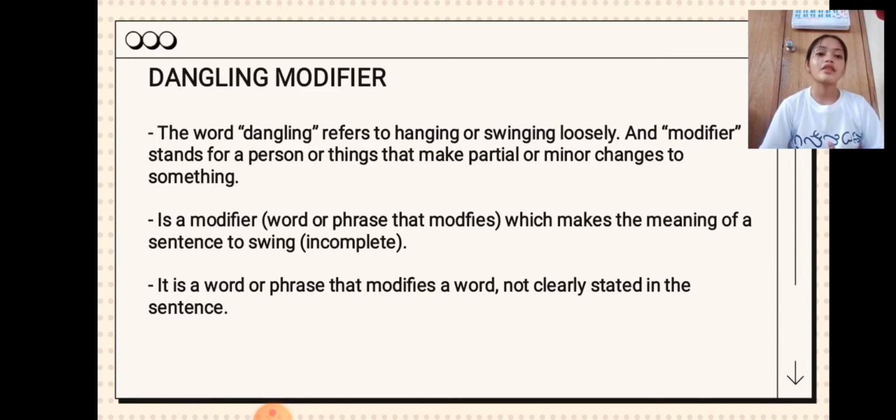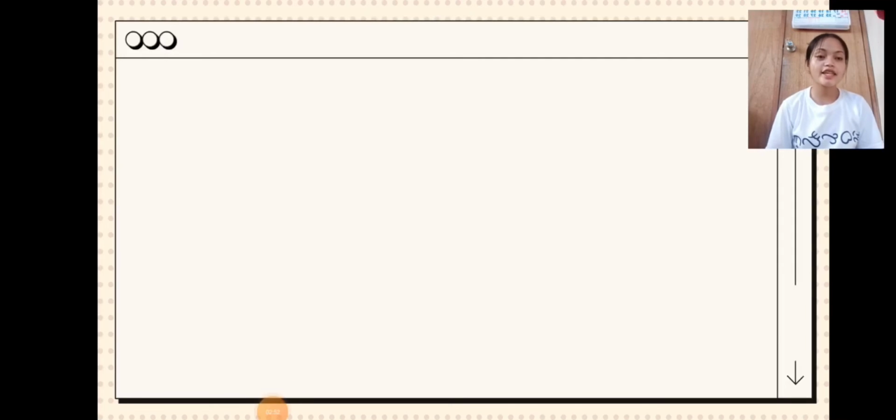So yes, that is our main topic for today, the dangling modifier. Again, a dangling modifier is a modifier which makes the meaning of a sentence swing or incomplete. So yes, that is a dangling modifier.